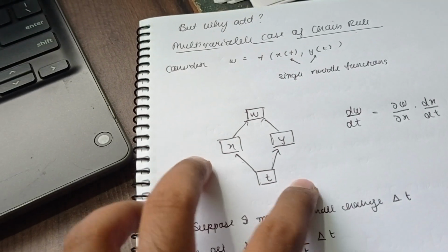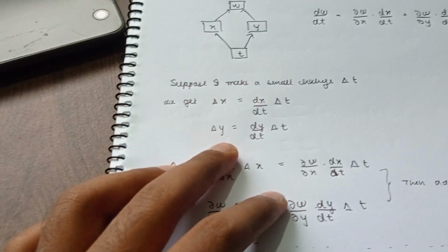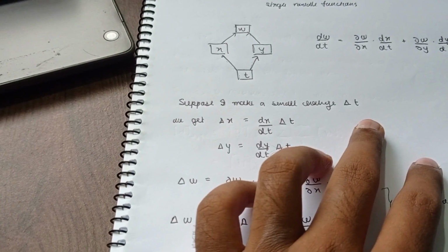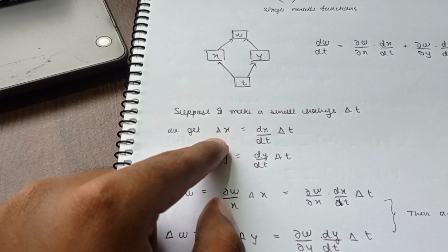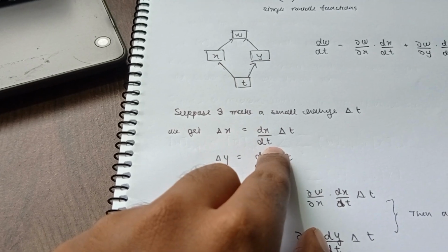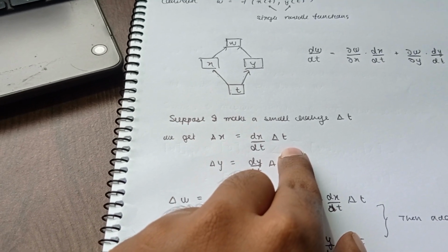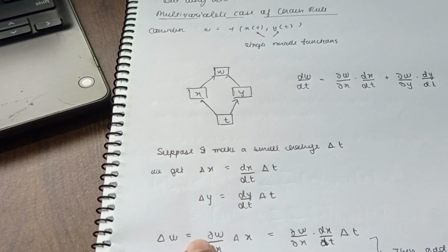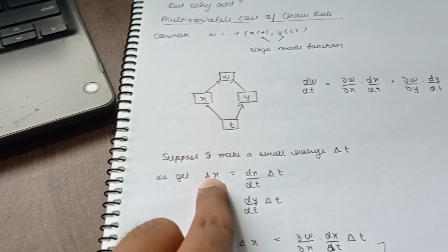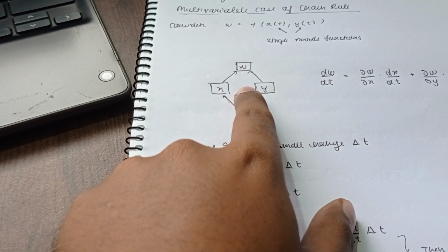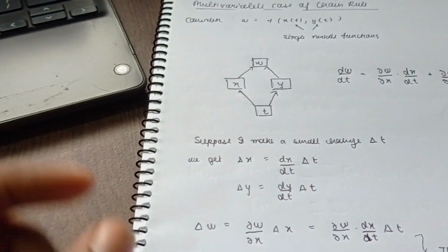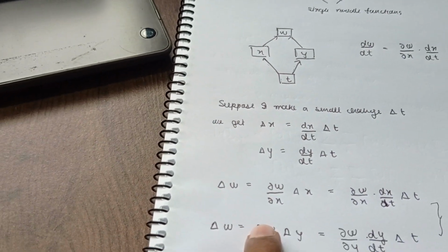Suppose I make a small change to t here, so this t would affect both x and y. So when we make a small change delta t, it would bring about a delta x change, which would be the rate of change of x with respect to t times the small change delta t. Same with y. And these small changes del x and del y would affect w, which would bring about a change of del w.